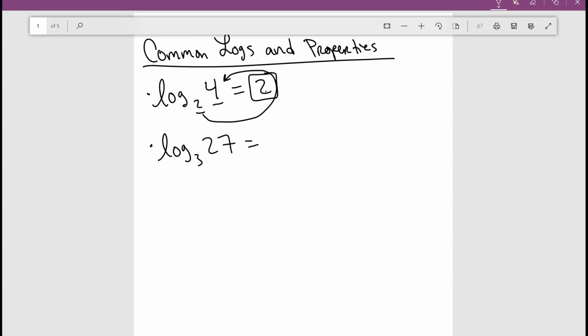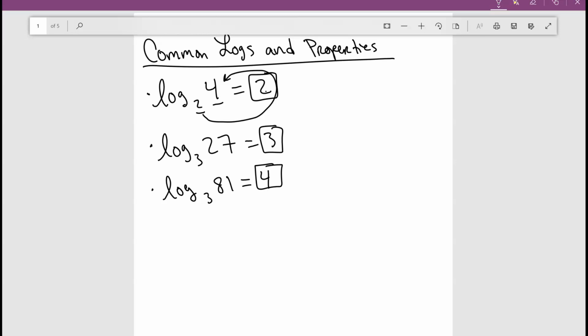So what power should I raise 3 to get 27? And the answer in that case is 3. Because 3 times 3 times 3 is going to give me 27. Can you think of what this one might be? So if you said 4, that is correct. Because 3 to the 4th power gives me 81. So you do have to do a little bit of thinking.